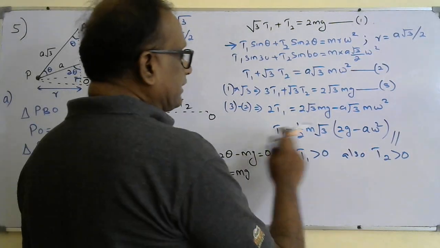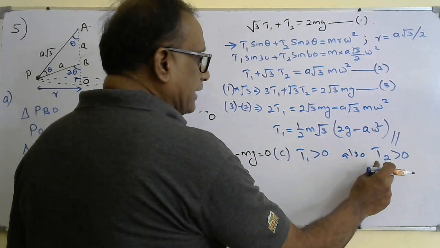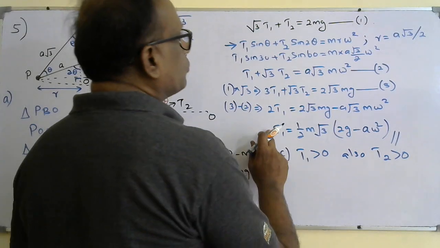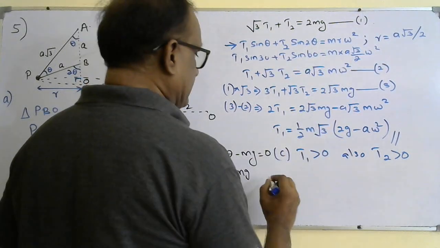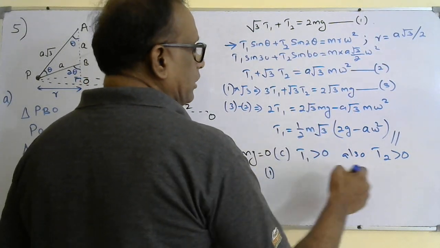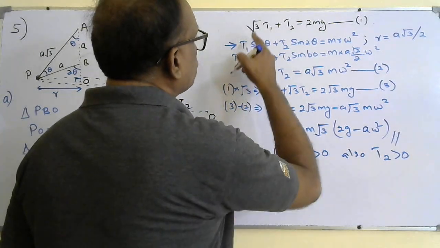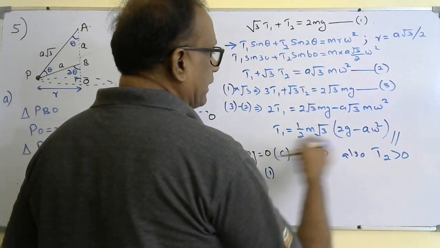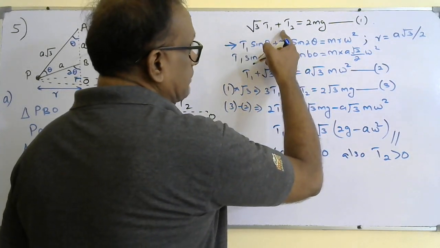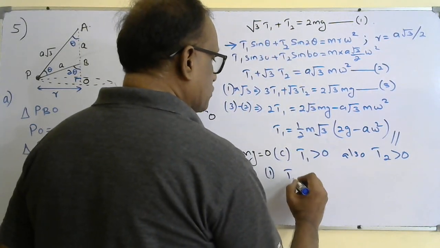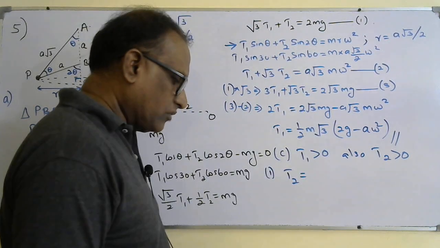Both should have the real positive value, the tension. So we need to find the T2 also here. To find the T2, we'll substitute this value in one of the equations. From the first equation, if I substitute, I'll get the expression for the T2. So root 3 into T1, multiply this by T1, root 3. Then substitute here and find the T2. You know how to solve it.